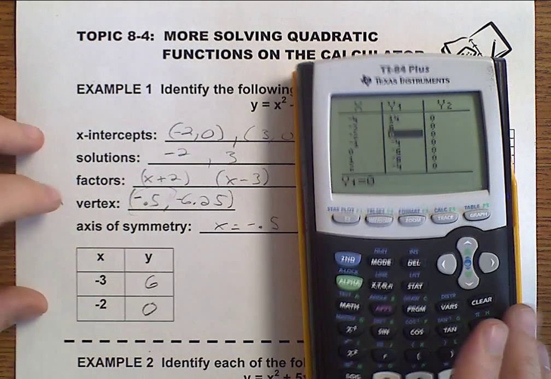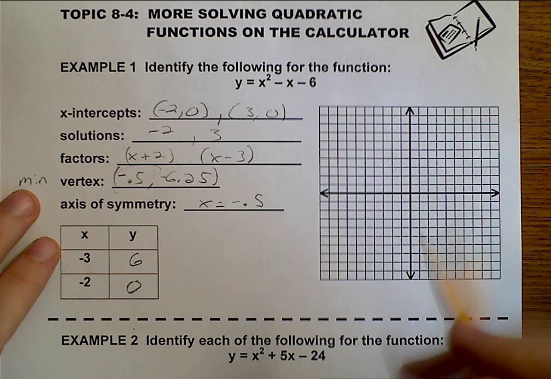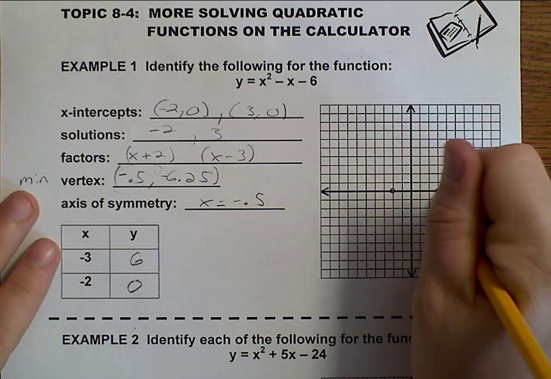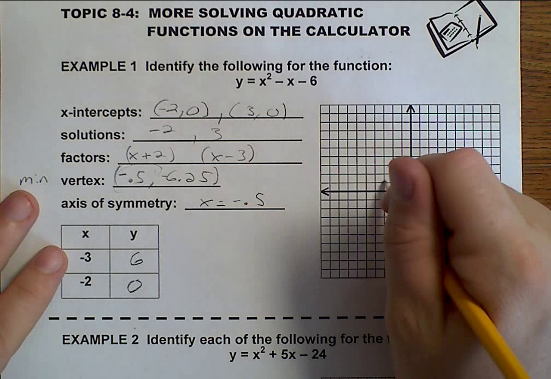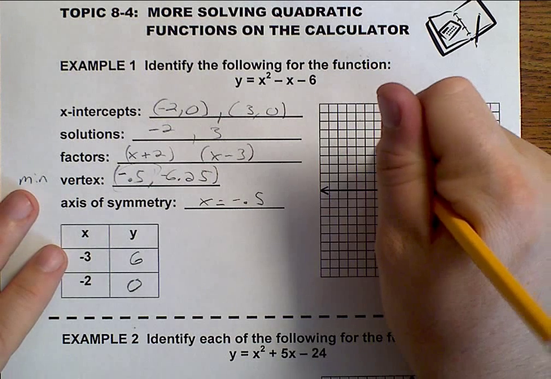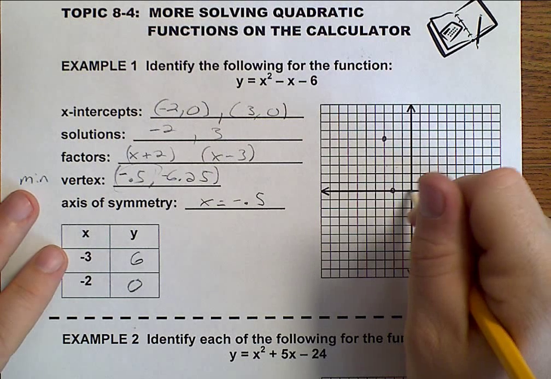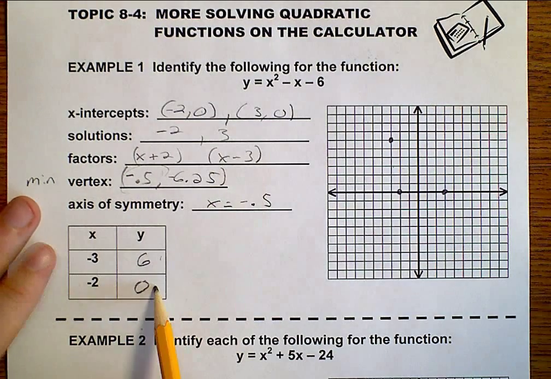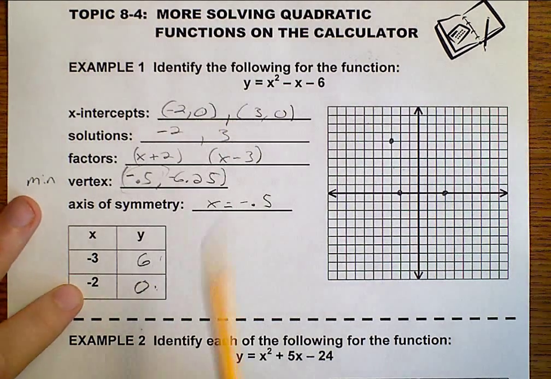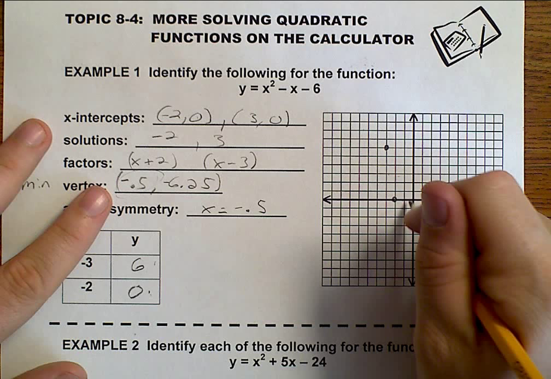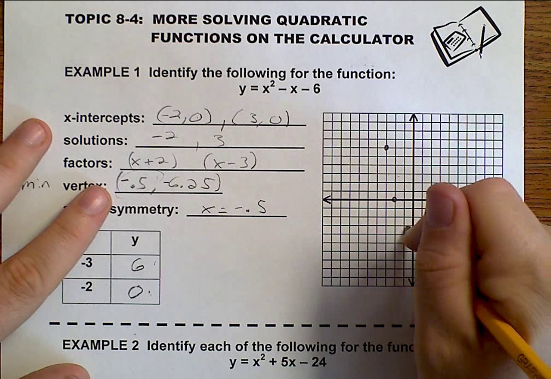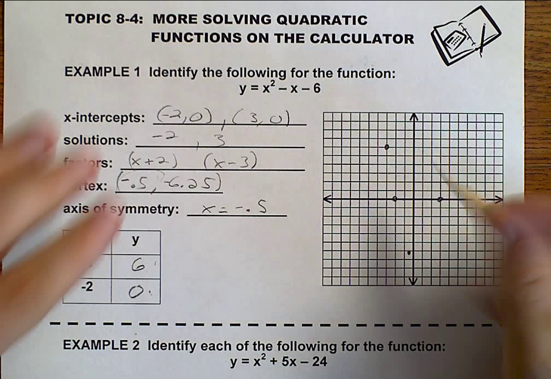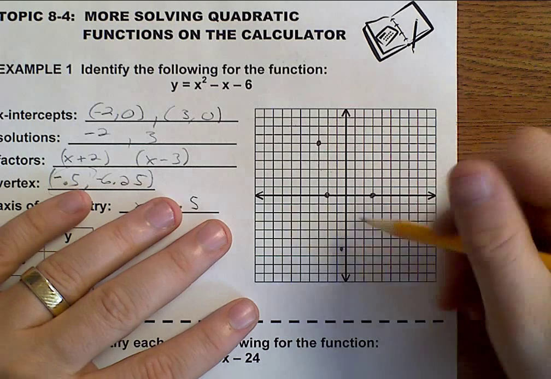And now, we graph. Well, we have a few points. We have -2, 0. We have 3, 0. We have -3, 6. And we have -2, 0. Alright, that's just grabbing these 4 points where this one happened to duplicate. We also need our vertex. So at -0.5, -6.25. 1, 2, 3, 4, 5, 6. And just a little bit more. Our axis of symmetry.